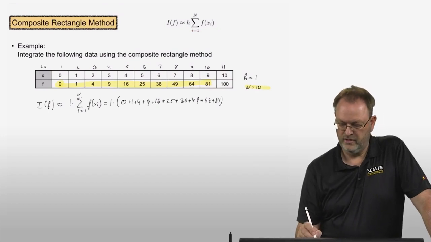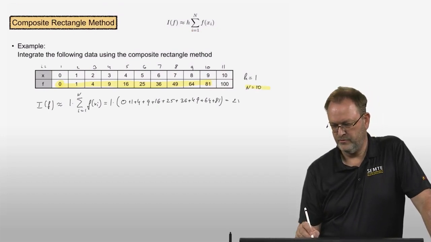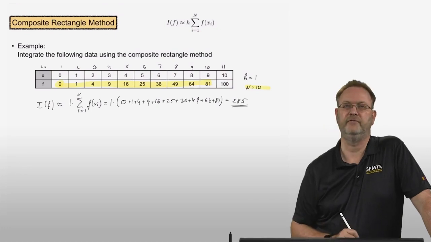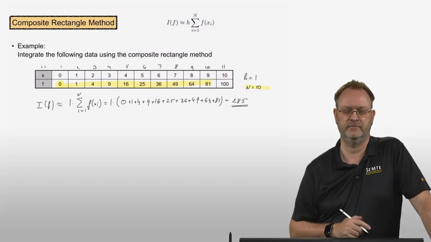Okay, so if you sum all of these up here, you'll find this is 285. It's the approximation to the integral.